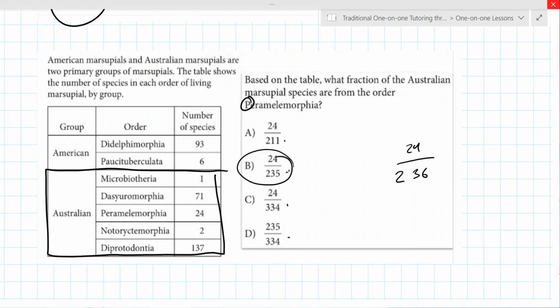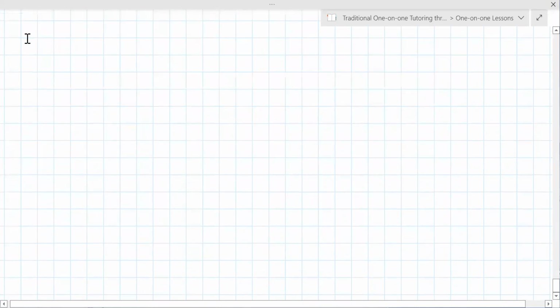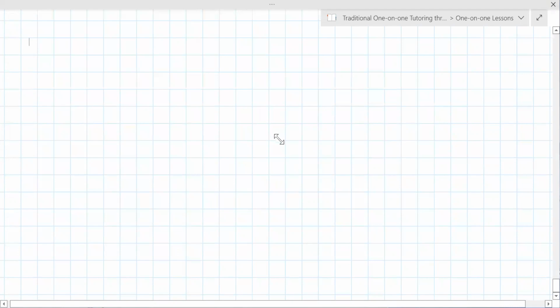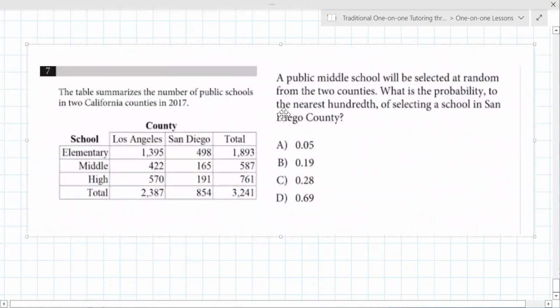Okay, last problem in this grouping, and then we'll move to something else. This one you can definitely use a calculator on, whereas the others maybe not. This one's designed to be done with a calculator. Take a look at that.